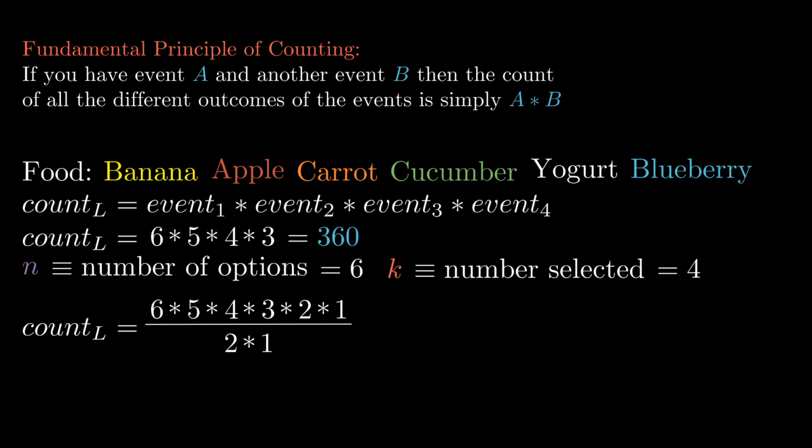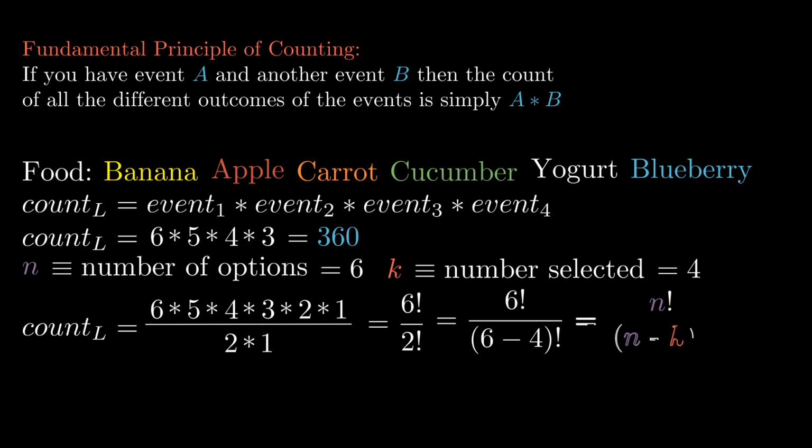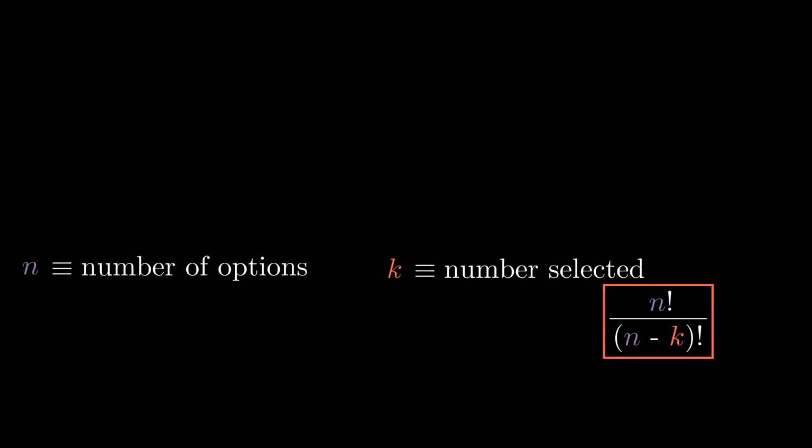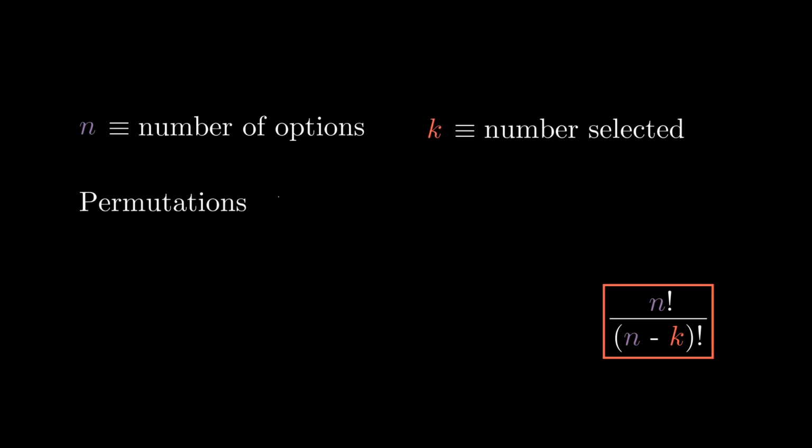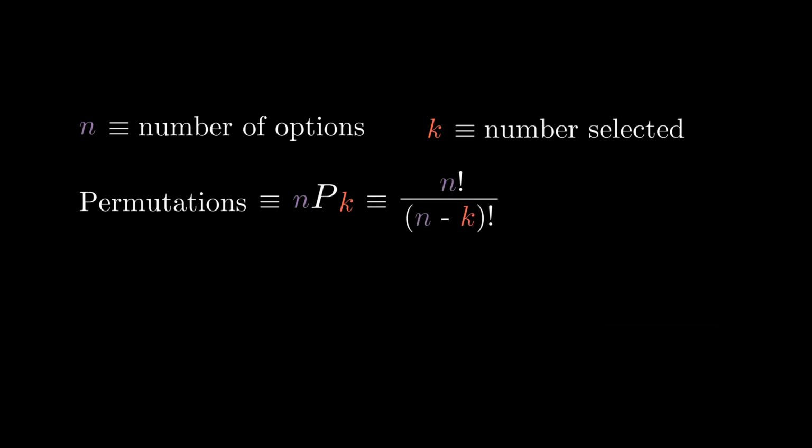Okay, now you should be able to see that the numerator is simply 6 factorial and the denominator is 2 factorial. And here, 2 is the same as n minus k, or 6 minus 4. And now we can rewrite the entire equation using our variables n and k. That gives us n factorial divided by n minus k factorial. In combinatorics, this is known as permutations, sometimes written nPk. Let's take a look at what these 360 lunch possibilities look like.